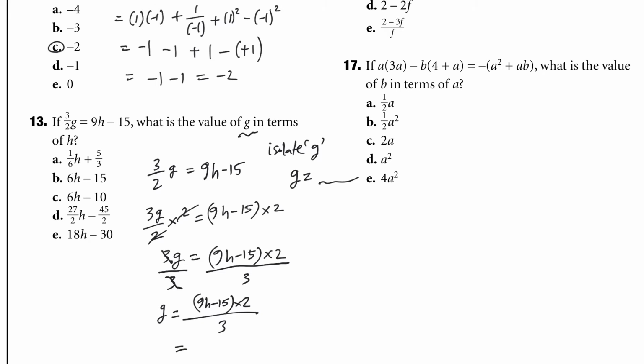And I'm going to expand the bracket on top. 9h times 2 is 18h minus 15 times 2 is 30, divided by 3. Now 18h over 3 is just 6h, minus 30 over 3 is 10. So the answer is 6h minus 10, C.